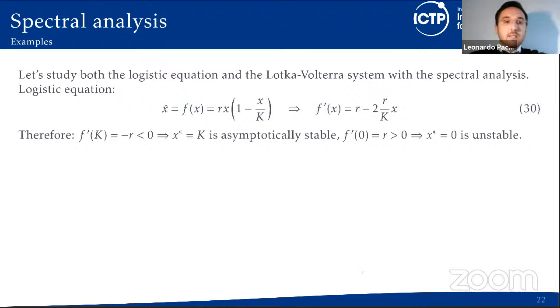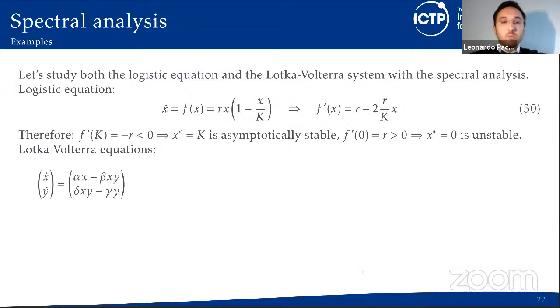On the other hand, let's see what we can say for the Lotka-Volterra equation. So this again is our system. We do exactly what we did before. So we compute the matrix of the partial derivatives of these functions with respect to the two variables. So this is the partial derivative of the first component with respect to x. This is the partial derivative of the first component with respect to y, etc.